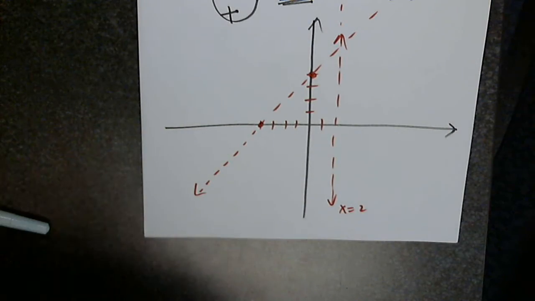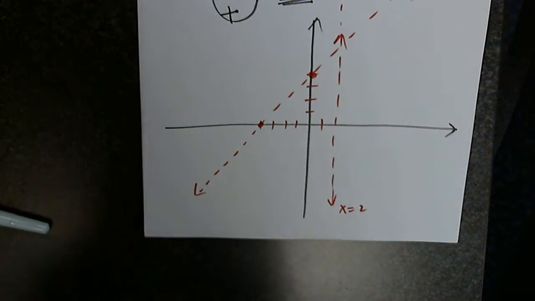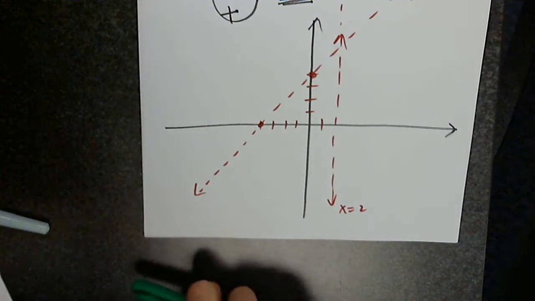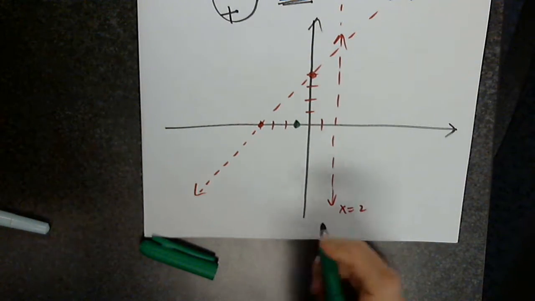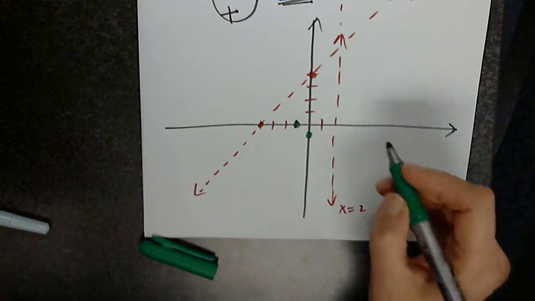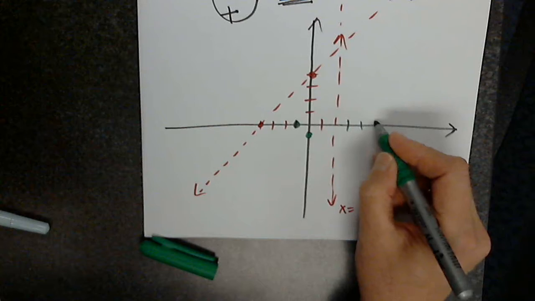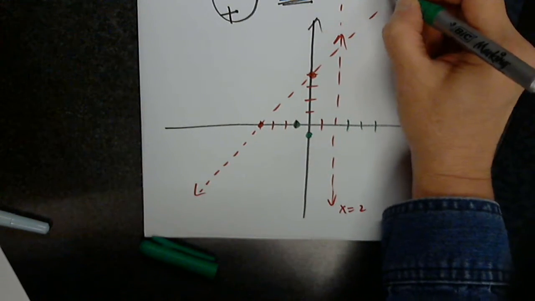And now I read my chart. I have to plot negative 1 comma 0. I have to plot 0 comma negative 1/2. I have to plot 5 comma 12. Sorry.